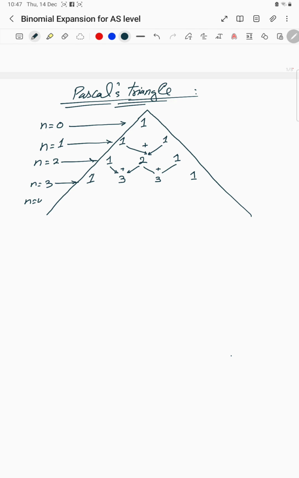When n is 4, 1 is the corner value, and now 1 plus 3 is 4, 3 plus 3 is 6, again 4, and the corner value is 1. So if n is 5, what should it be? Yes, corner value 1. You can get the coefficients in this easy way. It's 5, then 10, again 10, again 5, and the corner value is 1.